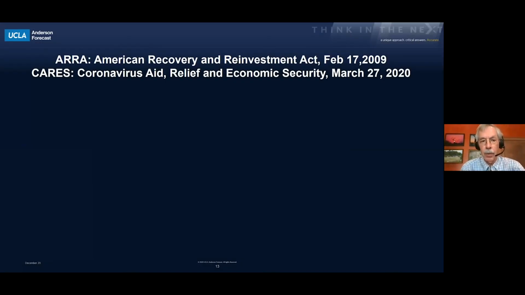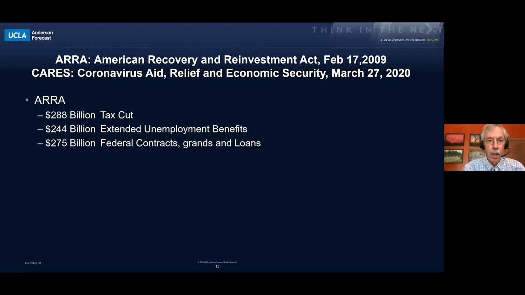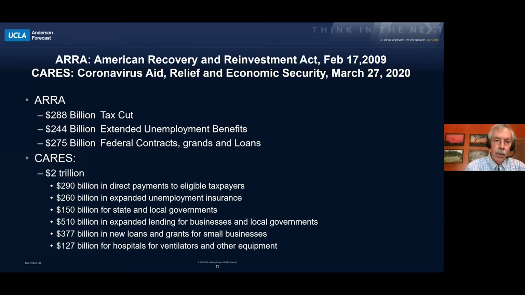So let's move on now to the CARES Act. But before looking at CARES, let's take a look at the American Recovery and Reinvestment Act, which was the Obama policy: $288 billion in tax cuts, $244 billion in extended unemployment, and $275 billion in federal contracts, grants, and loans. But the CARES Act was huge, with $2 trillion, with direct payments to taxpayers, expanded unemployment benefits, state and local governments, expanded lending, and more.